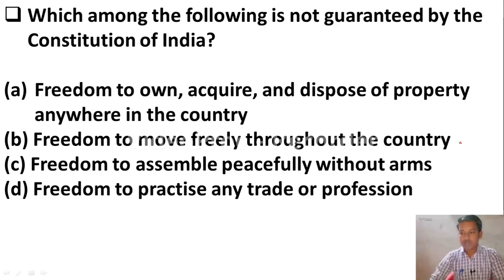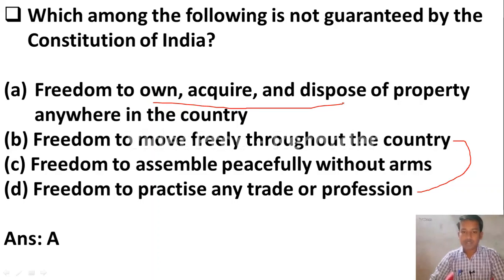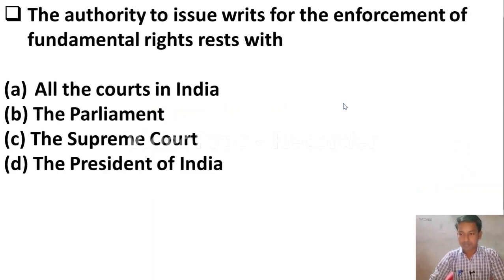The next question is: which among the following is not guaranteed by the Constitution of India? Option A, freedom to own, acquire and dispose of property anywhere in the country. Option B, freedom to move freely throughout the country. Option C, freedom to assemble peacefully without arms. Option D, freedom to practice any trade or profession. B, C and D are all guaranteed by our constitution, but the first one, freedom to own, acquire and dispose of property anywhere, is not guaranteed by the constitution.